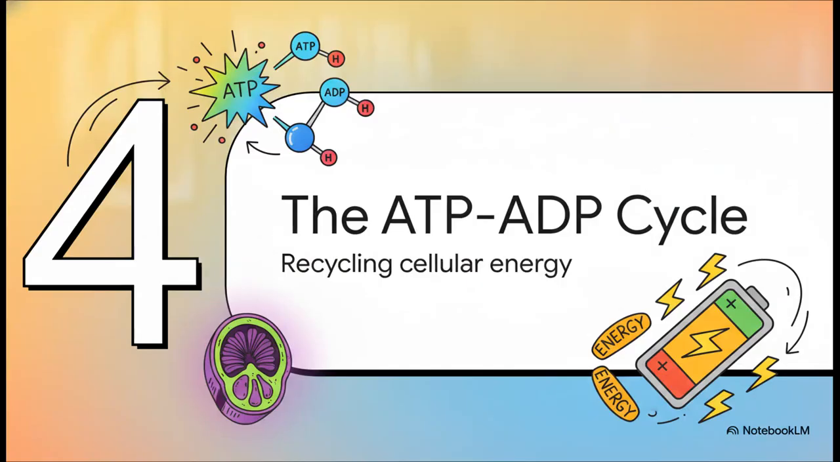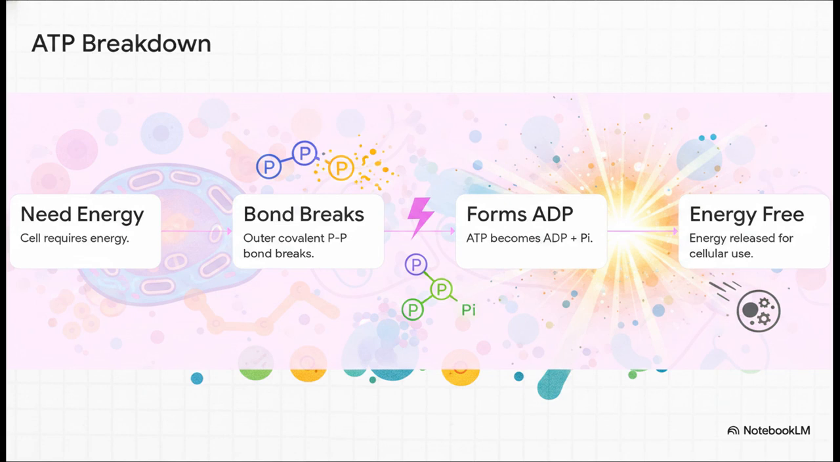Let's hit Section 4, the ATP-ADP cycle, recycling cellular energy. Let's walk through exactly how this works. Step 1, the cell requires energy. Step 2, the outer covalent PP bond breaks. The phosphates के दरमियान जो high energy bond होता है, वो physically break होता है. Step 3, ATP becomes ADP plus Pi, meaning adenosine triphosphate अब adenosine diphosphate और एक inorganic phosphate में convert हो जाता है. And finally, step 4, energy is released for cellular use. Power available हो जाती है cell के function के लिए.